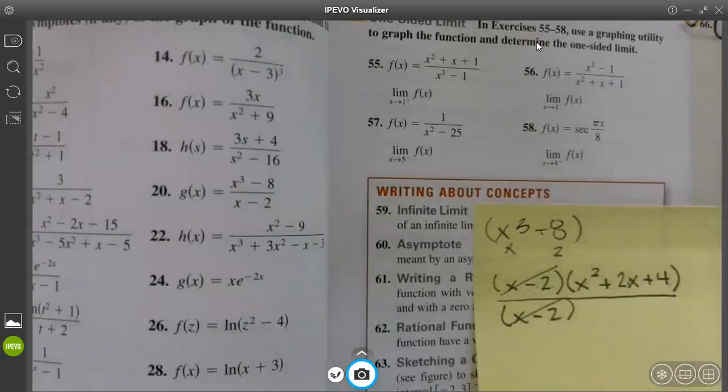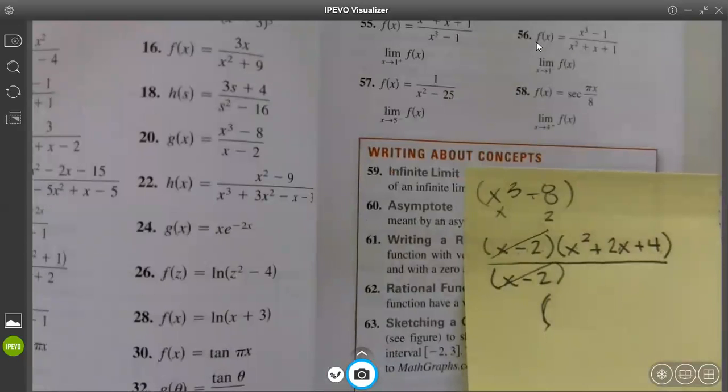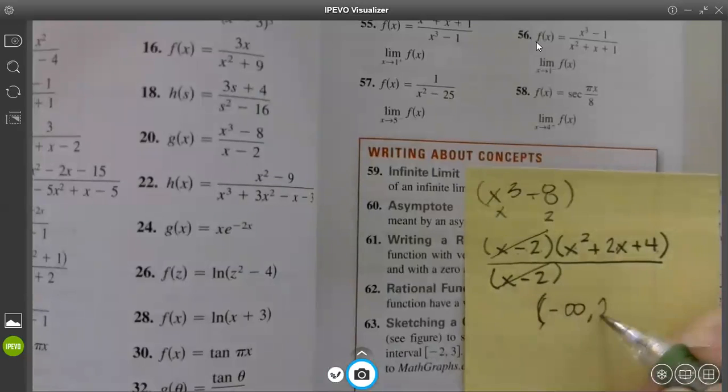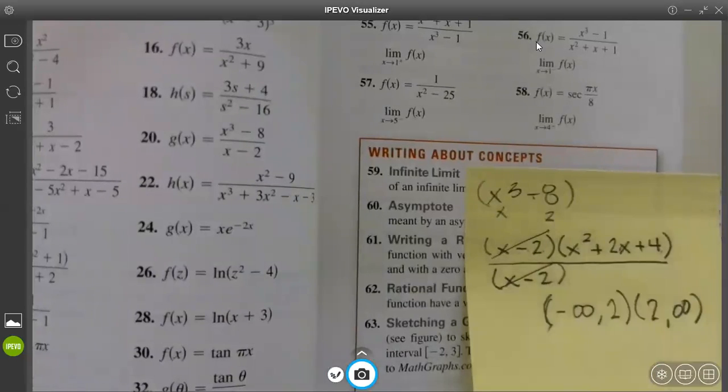This makes homework yesterday. What would be your domain for this? Or, okay, I'd ask for your continuity. Describe the continuity. We don't include 2 to infinity. That was yesterday. Don't tell me you don't know how to do it.